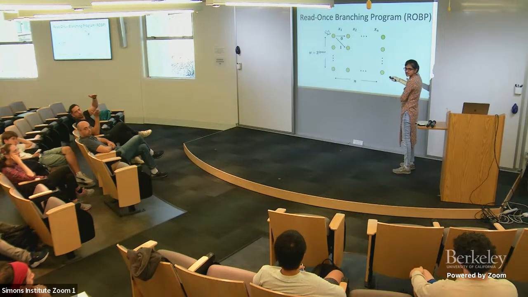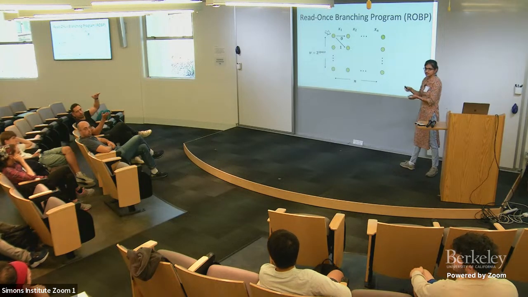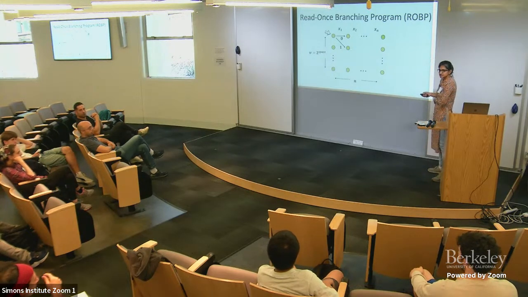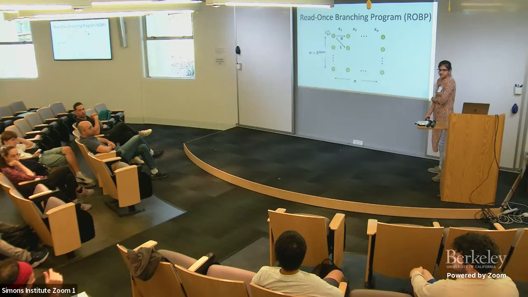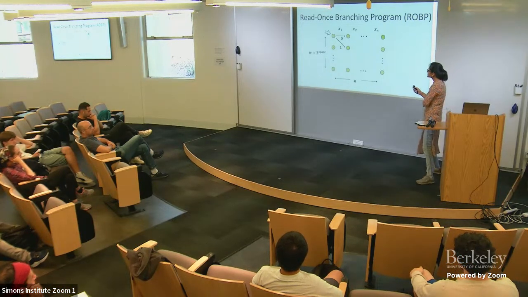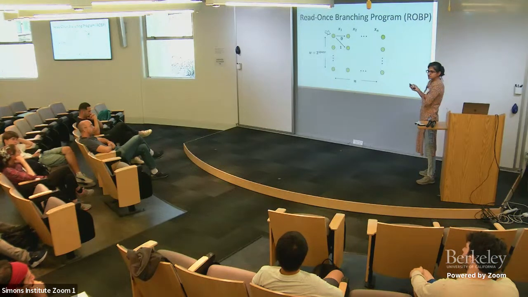So there's like bounded width, right? It's a bounded width. Yeah. So it's bounded width. So it's to the space and not to the zero. Yeah, I will explain that. So this is a read-once branching program.